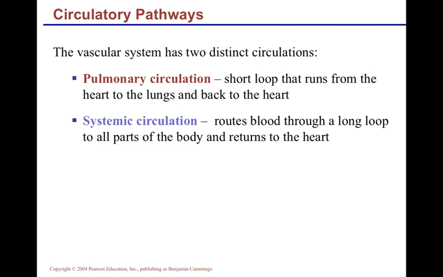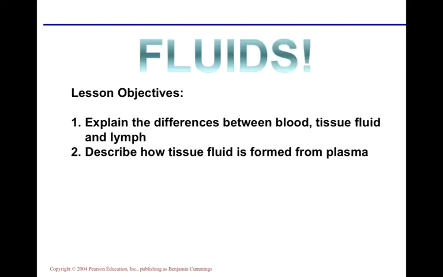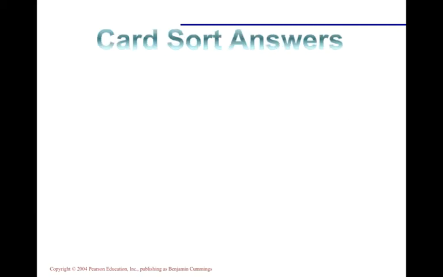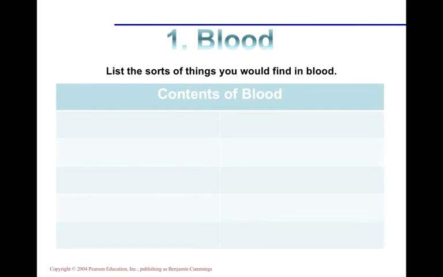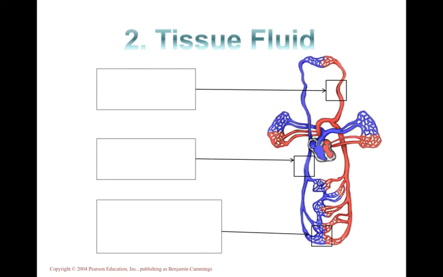So, a couple of other definitions that might be used here. Anytime you see the word pulmonary, that effectively means a circulation going to the lungs, and systemic effectively means going to the rest of the body. So let's have a look at the different types of fluids that are produced. Of the 3 types of fluids that we're talking about here, we're looking at blood, tissue fluid and lymph fluid. So we'll take each one in turn.